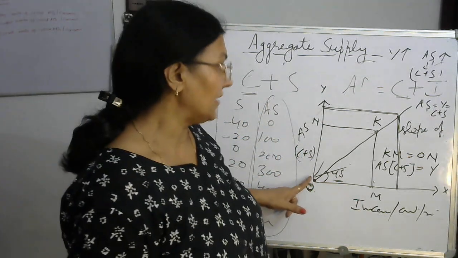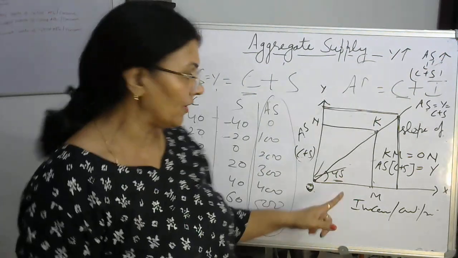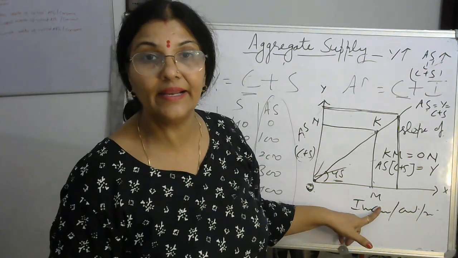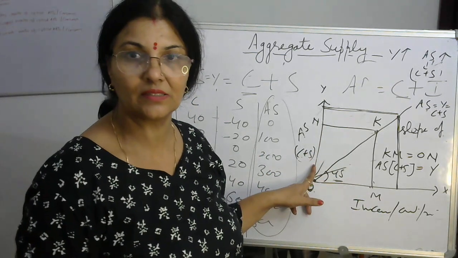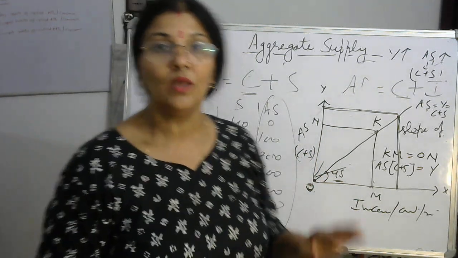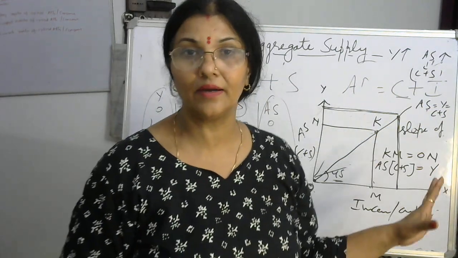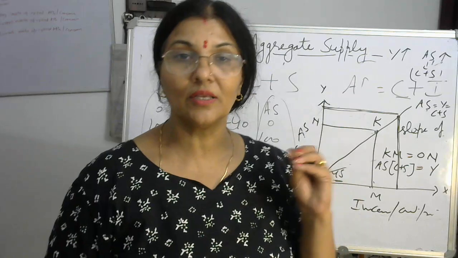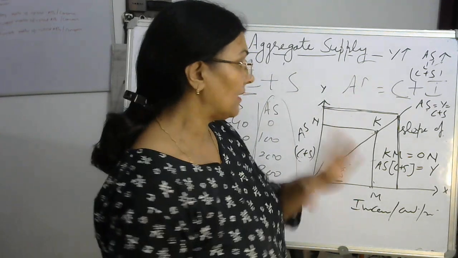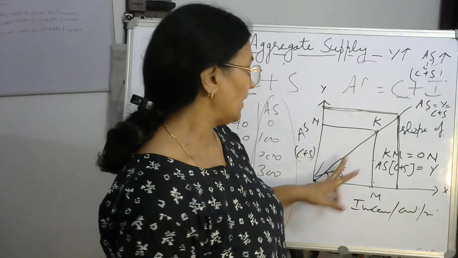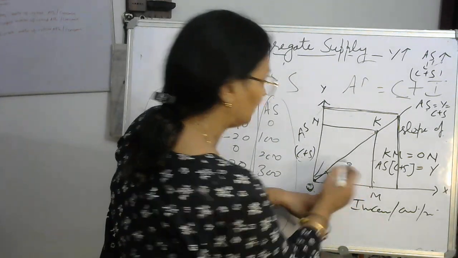Another feature is it moves up, sloping upward. Why is it sloping upward? Because of positive direct relationship between the income and AS, which is C plus S. Another feature of this curve, it is a linear curve, straight line curve, right? Why? Because the slope of this curve is constant, right? Another feature is that it starts from origin with 45-degree angle.